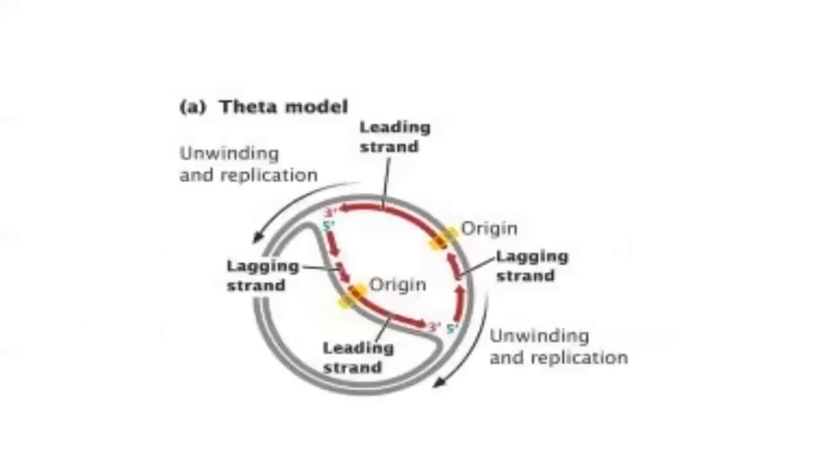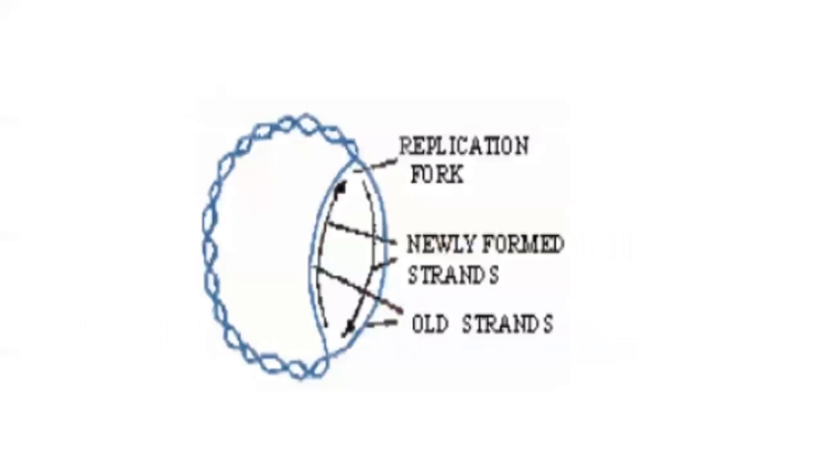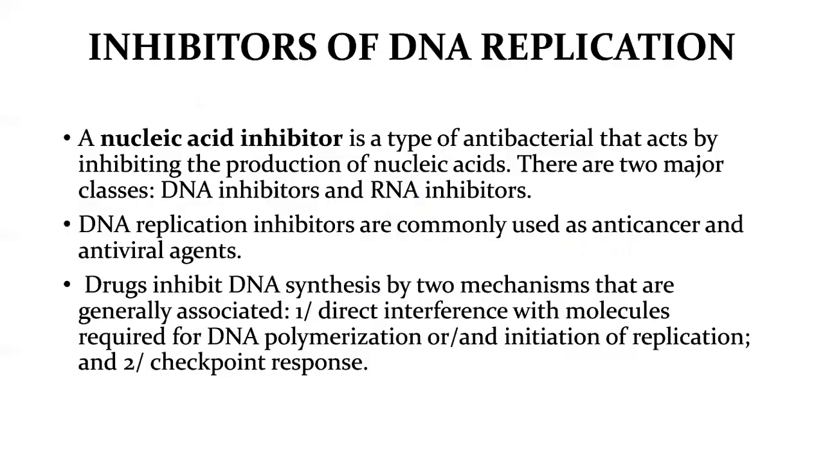So this is the representation of the theta model. Here we can see there is a lagging strand and a leading strand. This resembles the letter theta, hence it is known as the theta model. So this is the replication fork. It consists of the old strands and the newly formed strands. So this is the theta model of DNA replication.